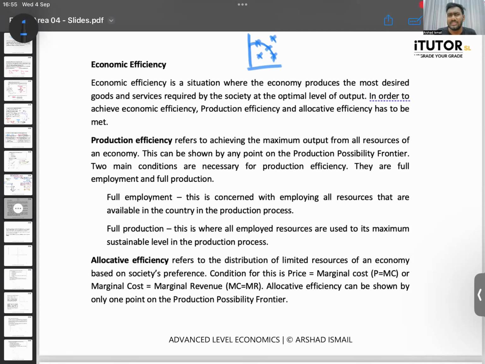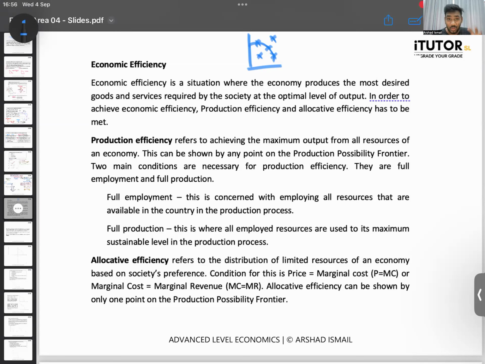At which point should we produce? How does a country figure out at which point to produce? With that thought in mind, there is something called economic efficiency. What is economic efficiency? Economic efficiency is where you produce the goods that are most wanted by the society. You produce the goods and services desired by the society at the most optimal level of output, without any wastage, by using all your resources. That is what economic efficiency is.